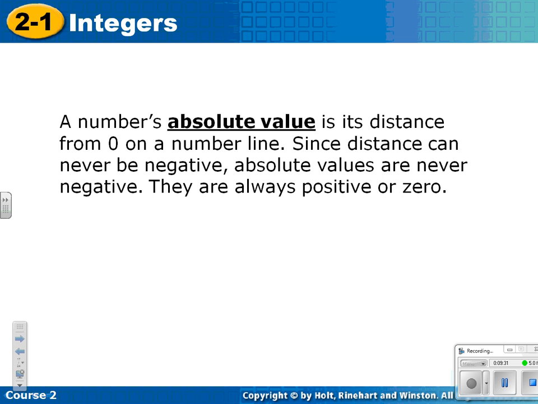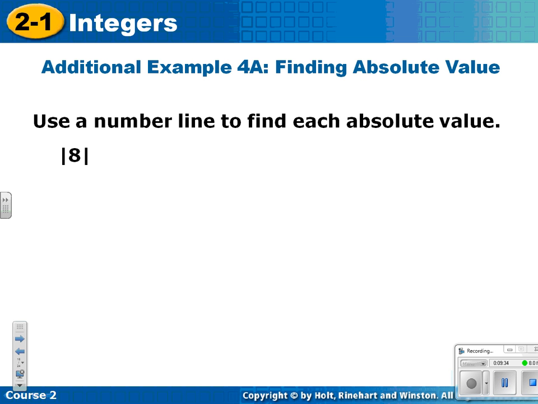So absolute value says use a number line to find each absolute value. It's this simple. Believe me. How far is 8 from 0 on the number line? 8. So the absolute value of 8 is 8. And absolute value is expressed with these 2 lines on each side. So if you ever see a number with 2 lines in between it, or 2 lines on the outside of it, that means absolute value. What is the absolute value of 8? It's 8.